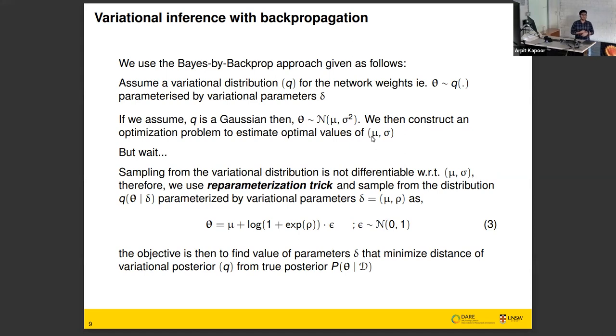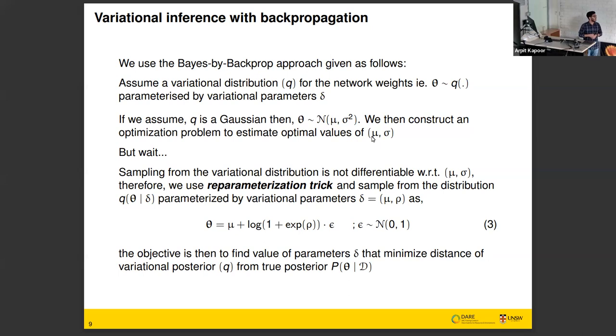in variational inference literature. Instead of sampling from this distribution Q, we reparameterize the parameters of this distribution from mu and sigma to mu and rho. We introduce a new parameter rho, which is used to compute the variance. The sampling step is then given by equation 3.